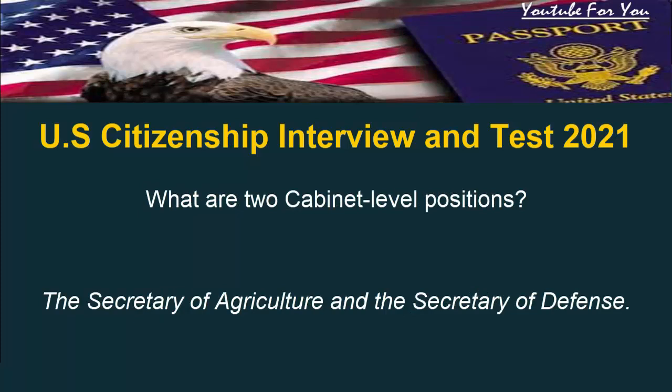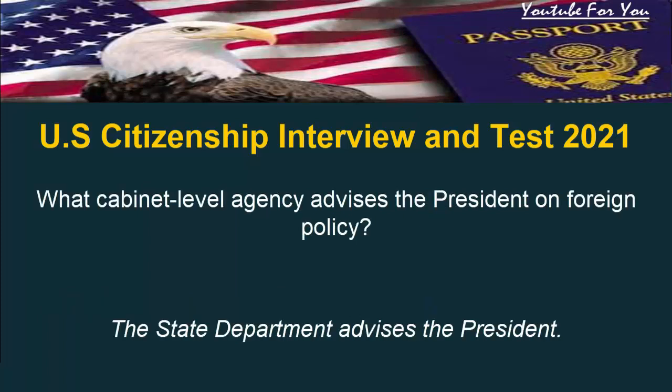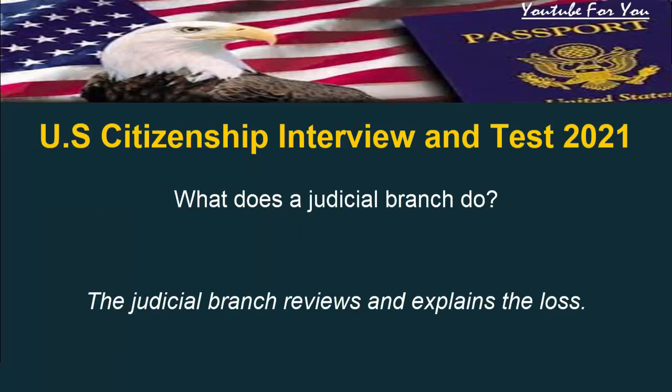Name 2 cabinet-level positions. The Secretary of Agriculture and the Secretary of Defense. What cabinet-level agency advises the president on foreign policy? The State Department advises the president. What does the judicial branch do? The judicial branch reviews and explains the laws.